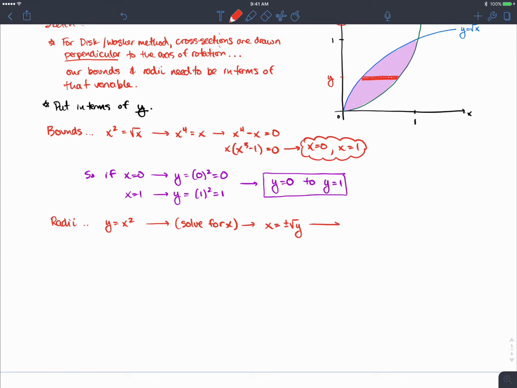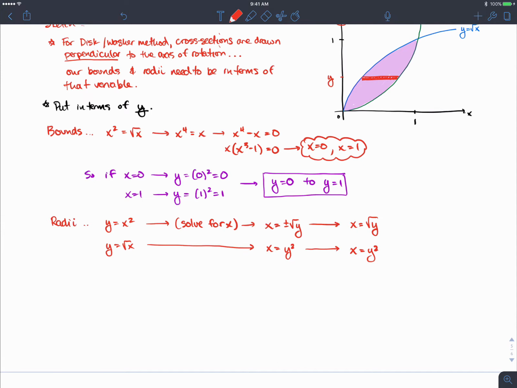But we know that we're only interested in this first quadrant, so we're going to go with x is equal to just the positive square root of y. And then for our other function, y is equal to the square root of x, we are also going to solve this for x. In this case, we just square both sides, and we get x is equal to y squared.